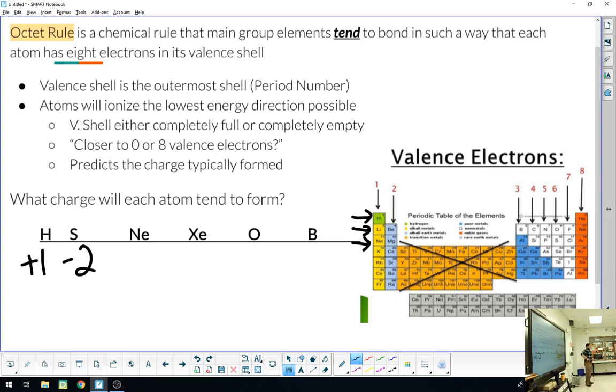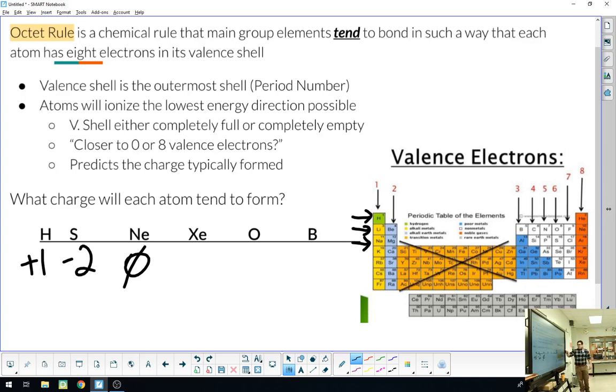Now let's look at neon. Maddie, you ready? Hopefully you're joking. All right, let's look at neon. How many valence electrons does neon have? 8. Is 8 closer to 8 or closer to 0? 8's closer to 8. It's happy. It doesn't want to do anything, so it doesn't want to gain or get rid of electrons. So what charge does neon like to make? 0. It doesn't like to do anything. It's inert. It just likes to chill. It's a loner. It likes to be by itself.